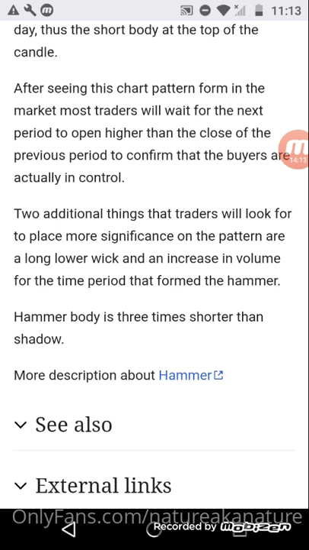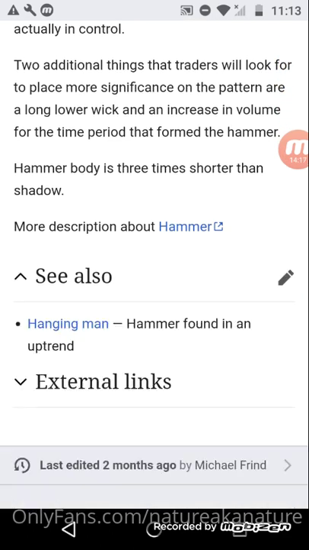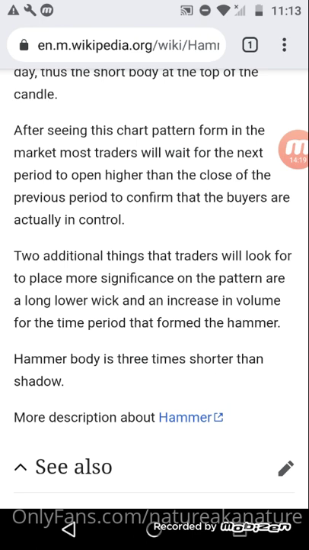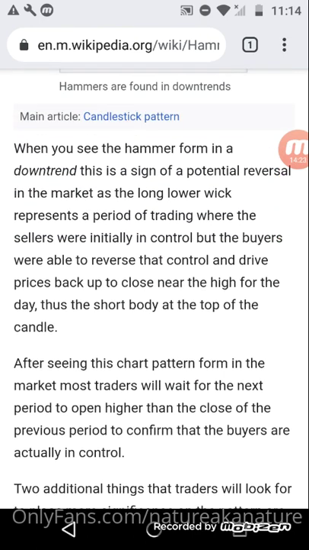A hammer basically forms on a downtrend. It's a bullish reversal pattern, meaning this pattern forms on a downtrend, meaning it's bullish. It's just like the inverted hammer. It forms on a downtrend. It'll just be sticking up.